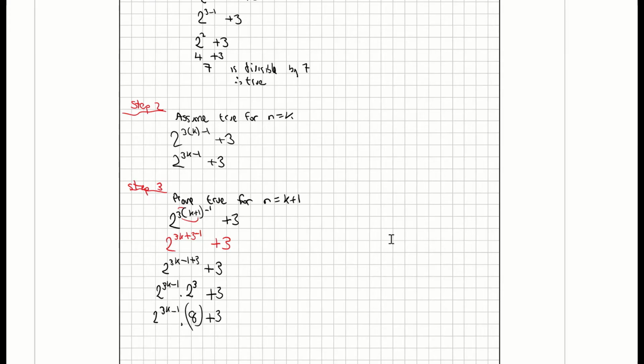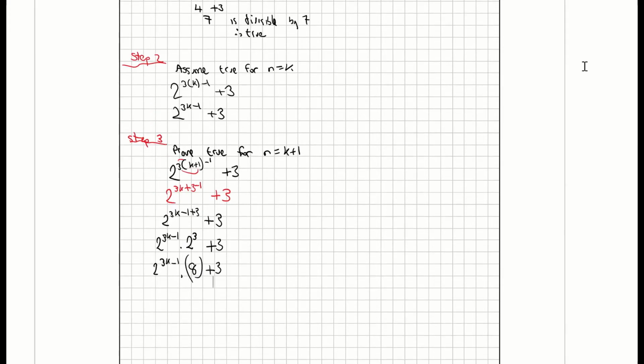Again, I want this to be divisible by 7. So I'm just going to rewrite the number 8 now as 7 plus 1. So 2 to the power of 3k subtract 1 times 7 plus 1. That's the same as 8. That's all I've done. And my next step is I'm now going to multiply that into the bracket.